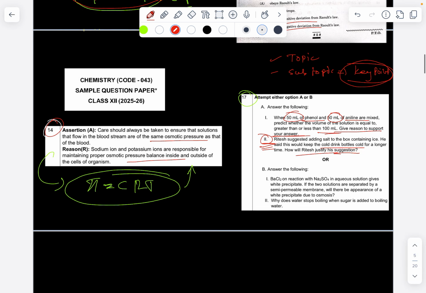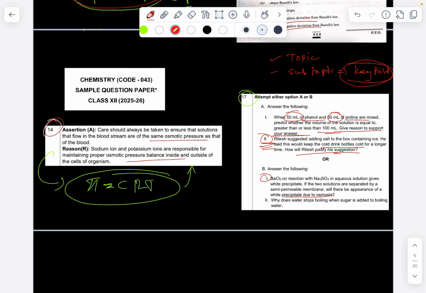And this second question is asked from osmosis. Barium chloride reaction with sodium sulfate in aqueous solution gives a white precipitate. If the two solutions are separated by an SPM, will there be an appearance of the white precipitate due to osmosis? Actually, this is a question from intermixed topics, meaning two topics are interconnected. This question is regarding colligative properties, especially abnormal molar mass as well as osmotic pressure.